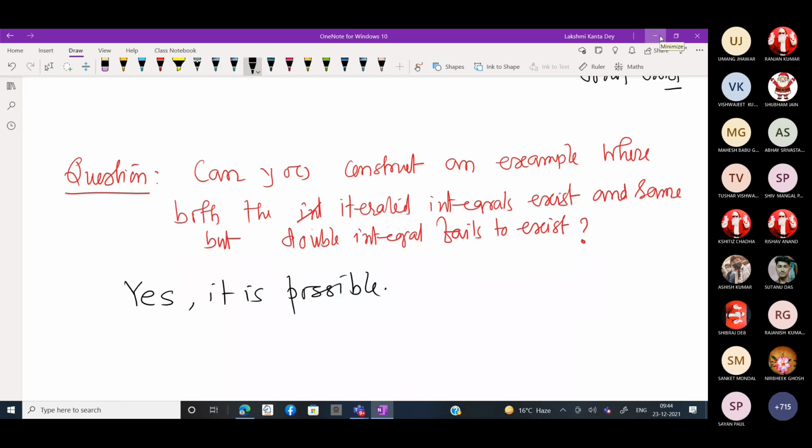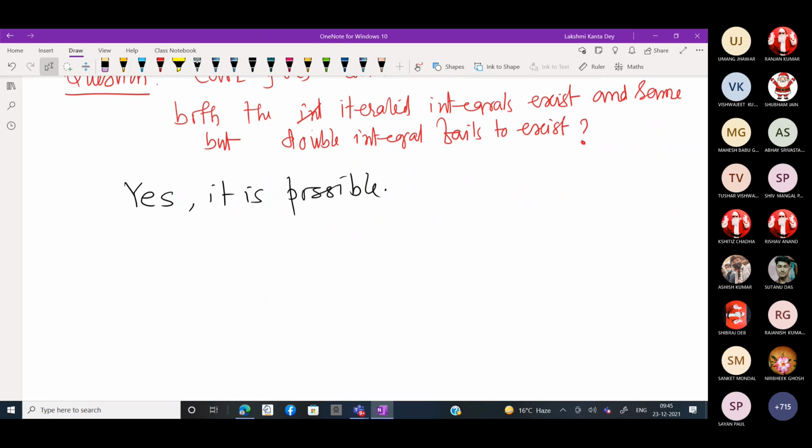Okay, so the question was, can you construct an example where both the iterated integrals exist and are the same, but the double integral fails to exist? That was the question. So the answer is, it is possible. I would like to give one example. You carefully see the example.